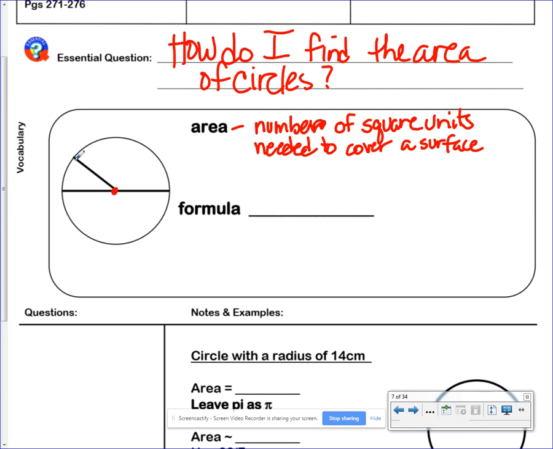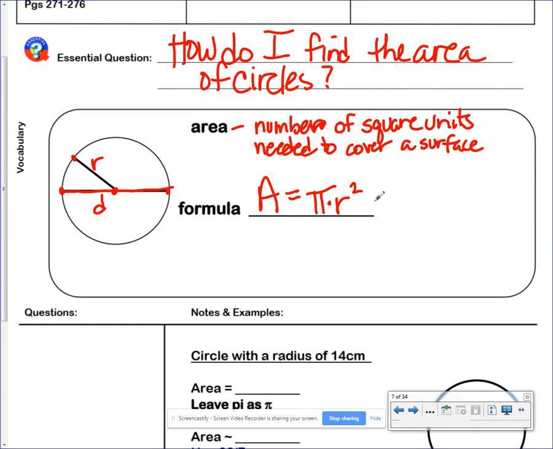And again, let's make sure we label things. Of course, we have radius. And then when we have the segment that goes all the way from one side of the circle to the other and through the center, that's your diameter. The formula for area is pi, again, times the radius squared.